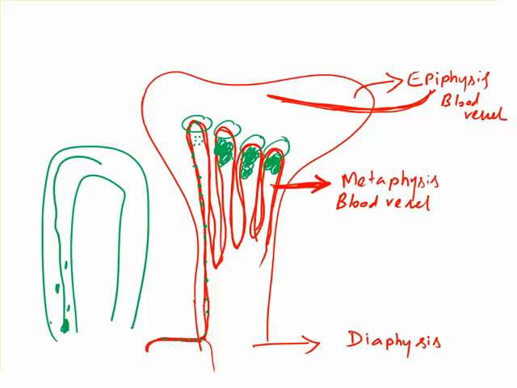Now the pus is formed in the metaphysis, right? In the metaphysis. So when the pus is forming, there is some fluid collection, right? Inside the bone, in the metaphysis, that will create pressure. So the blood flow is obstructed. When there is pressure, the blood cannot enter. It is obstructed. If there is no blood flow, what will happen? That is ischemia.